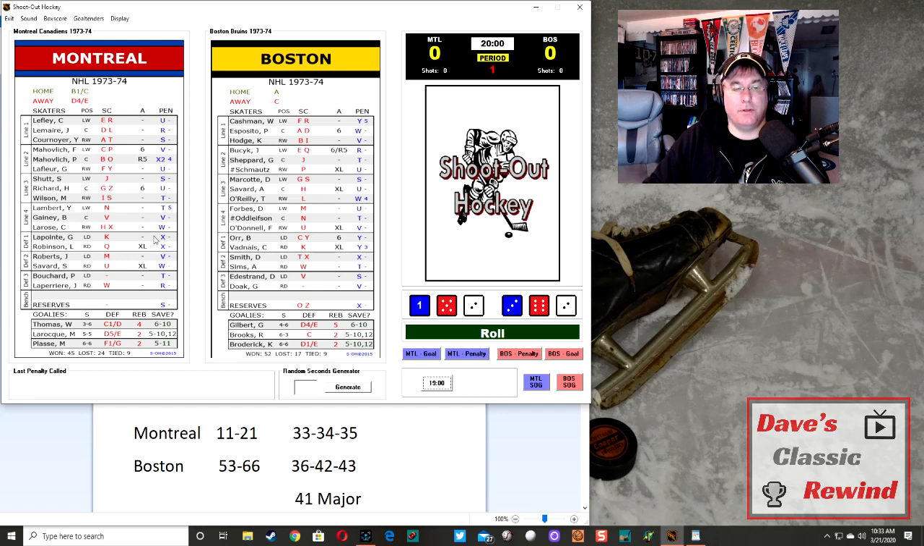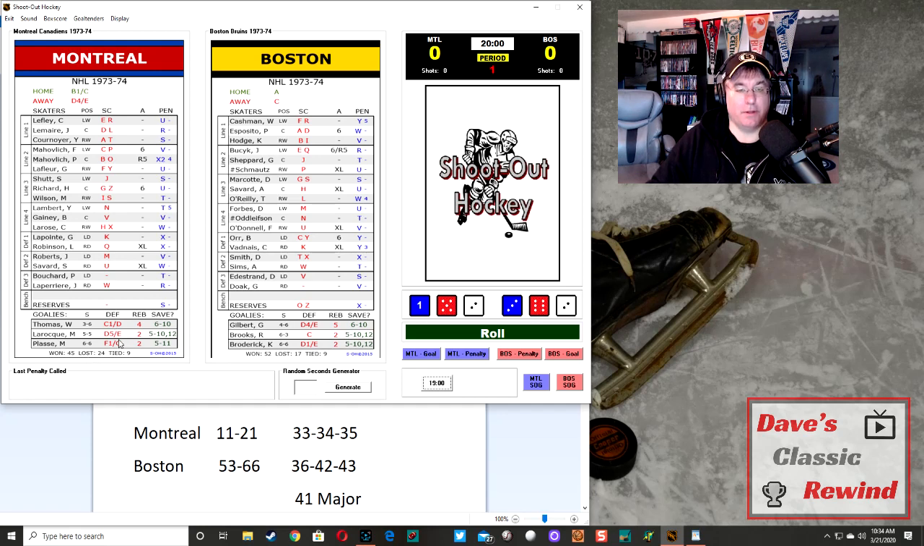How this plays is you determine a starting goalie. You can either roll dice to determine a goalie or just pick one. So I have Michel Larocque taking on Gilles Gilbert just because that was my choice. Boston will be the home team. And then what you do next, after you figure out your goalies, you determine the goalie rating.